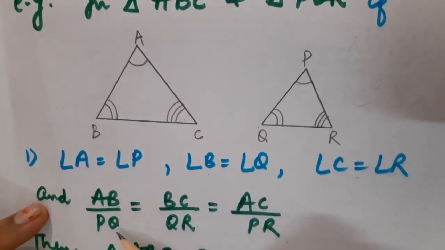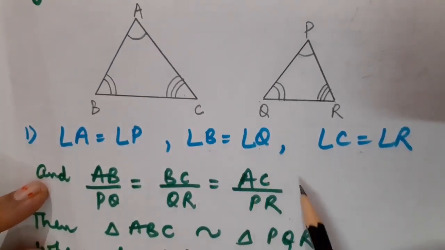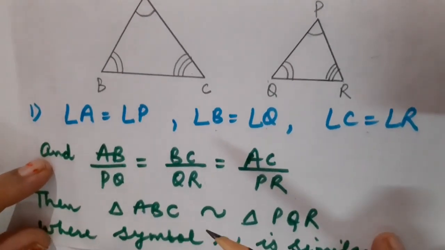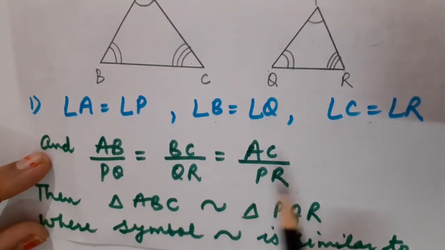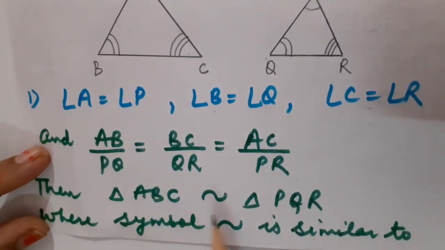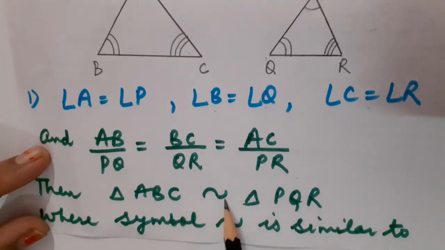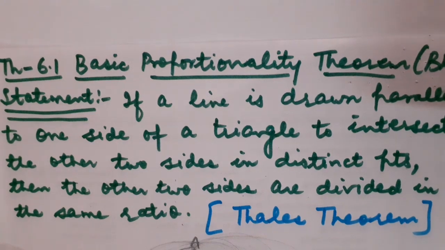So if AB upon PQ is equal to BC upon QR is equal to AC upon PR, it means the corresponding sides are also in the same ratio. Corresponding angles are also equal and corresponding sides are also in proportion. So what can we say children? That triangle ABC is similar to triangle PQR. This curved shape is basically the symbol, or sign, for similar to. Got it children?